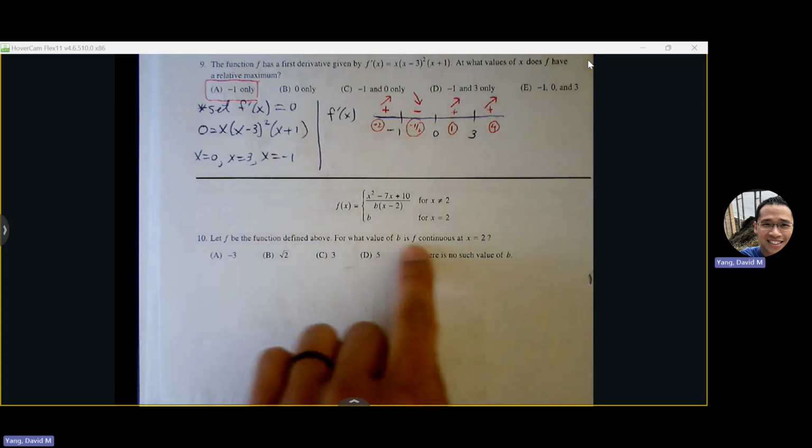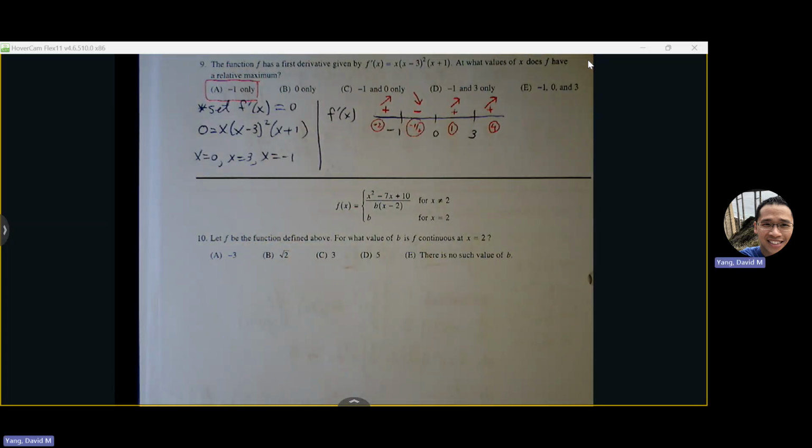Let f be the function defined above. For what value of b is f continuous? So if I just see the word continuous, then I'm thinking about continuity conditions. I'm going to just step through continuity conditions.